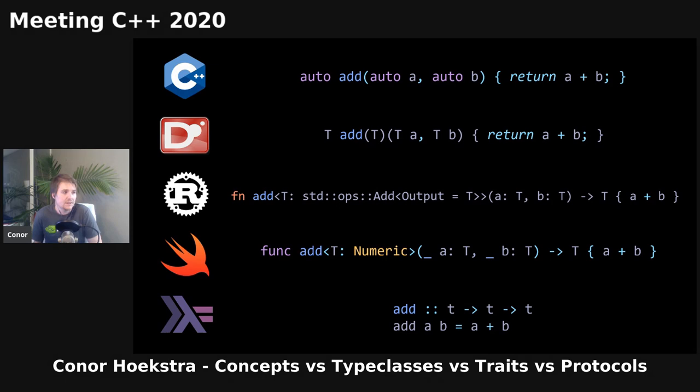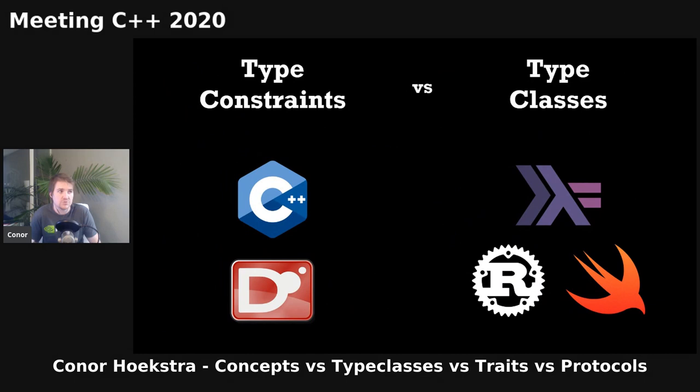And this is one of, I think, the most important points of this talk that I want to get across to the watchers and listeners. It is that amongst these language features, there are two categories. The category names that I'm choosing are type constraints versus type classes. Obviously, type classes is what Haskell calls their language feature. Rust has traits, Swift has protocols. But at least this is the way that I think about it.